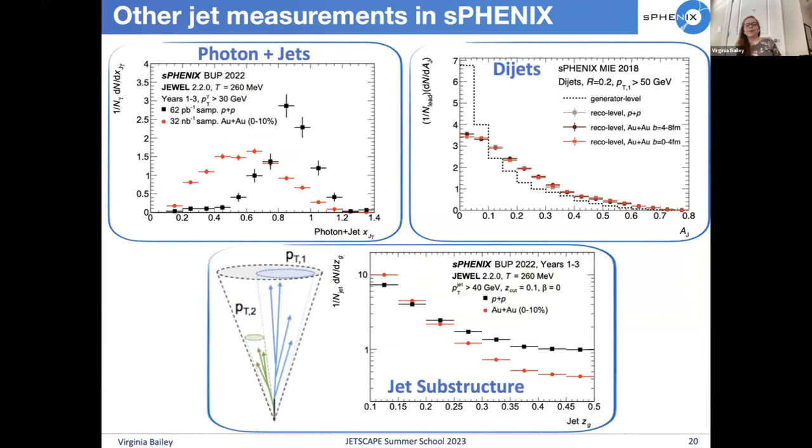So I've gone over a couple of jet measurements, but of course, sPHENIX has a really wide-ranging jet program that we're interested in, so I didn't get a chance to talk about everything. I mentioned at the beginning that sPHENIX is going to have a lot of ability to measure direct photons, especially with our EMCal. Here you can see projections for doing things like photon-jet measurements, as well as dijet measurements. And of course, one of the pillars of the sPHENIX physics program is looking at jet substructure, especially combining our calorimeter information and tracking information to be able to look at the structure within a jet.